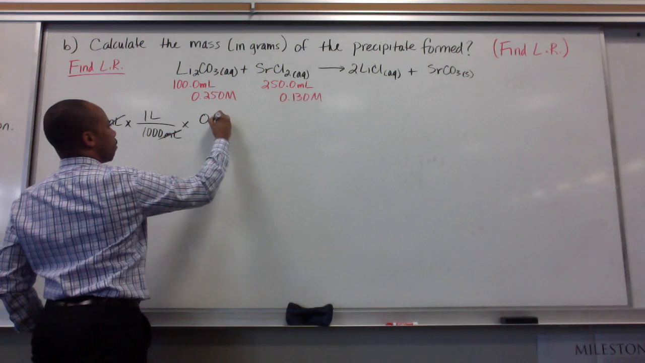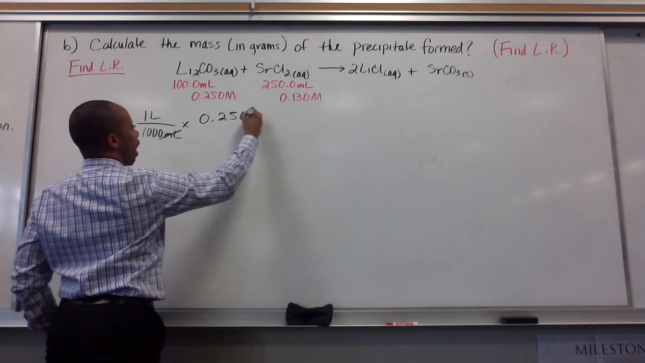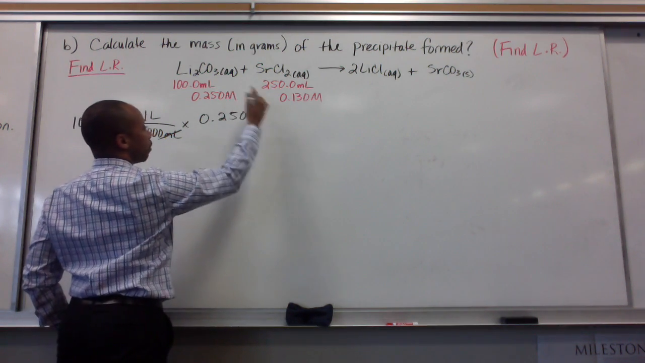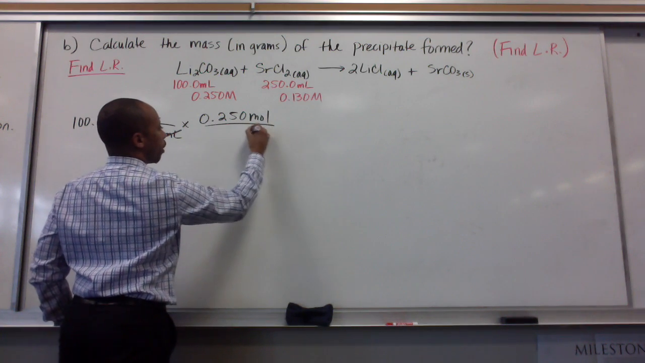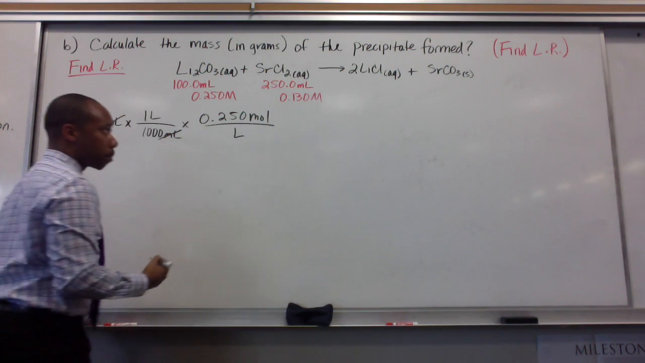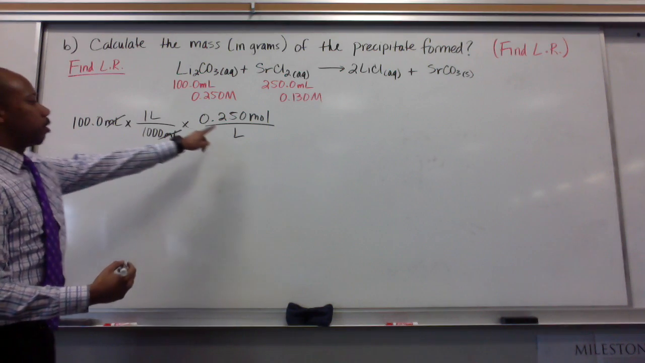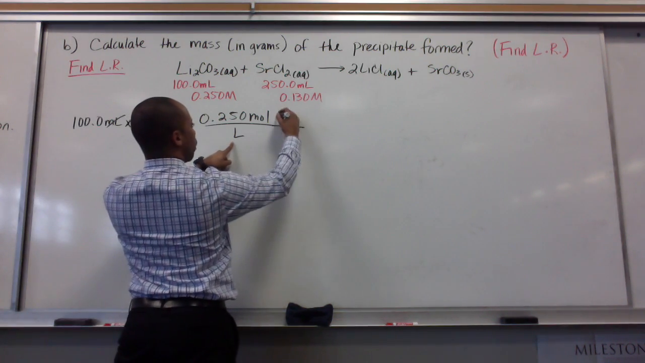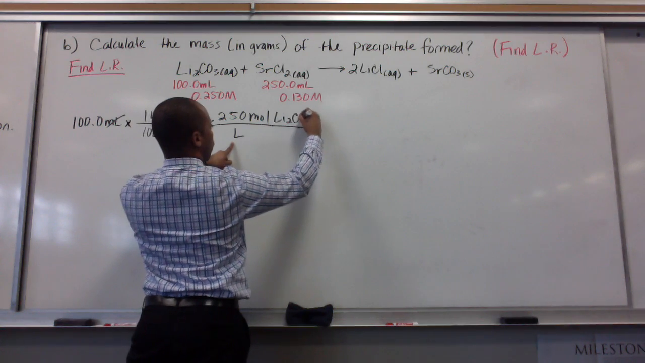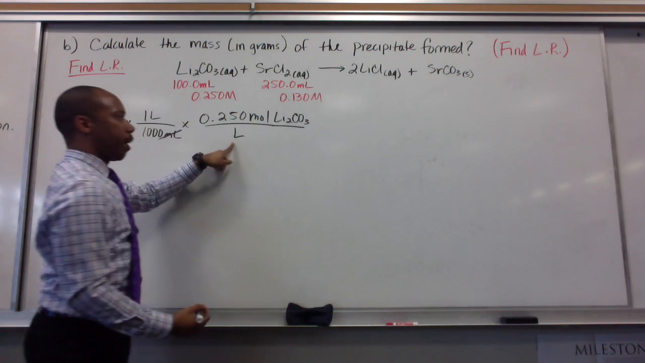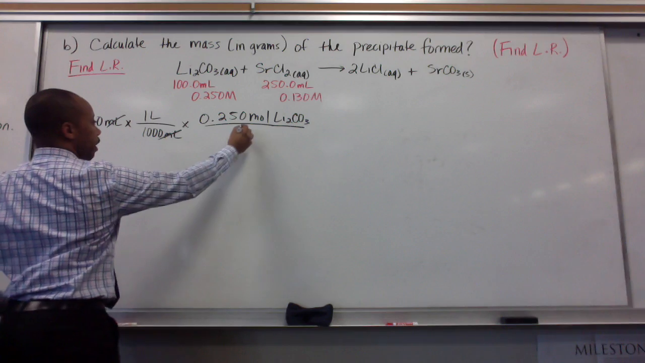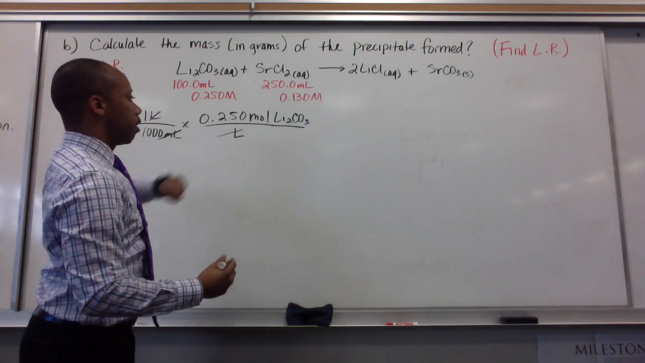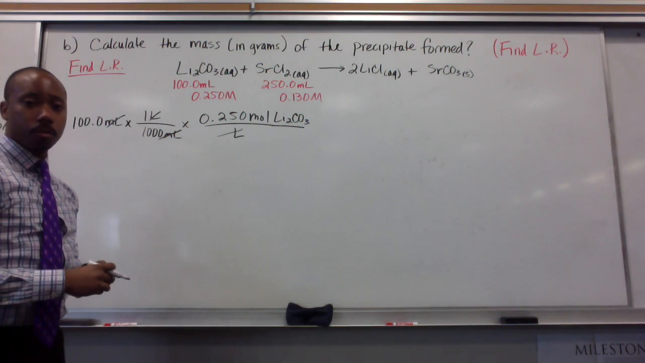I multiply times my molarity. So 0.250. This big M stands for moles per liter. If you notice, liters and liters will cancel out. And just to be clear, this is lithium carbonate. So my liters and liters cancel out. Now I have moles of lithium carbonate.